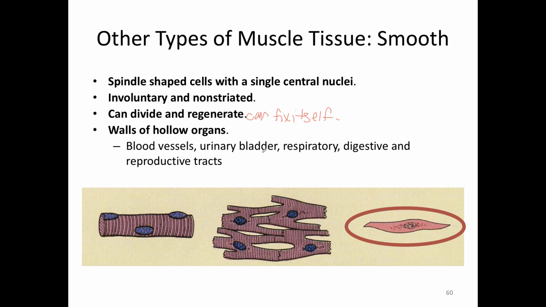And that's lucky for us because the walls of hollow organs are primarily made of smooth muscle, and these are all over the place. So blood vessels, for example. Imagine if you could never fix your blood vessels, you'd be in trouble. The urinary bladder, the respiratory tract, the digestive tract, and the reproductive tracts all have smooth muscle in them. So the reason that the skeletal muscle system is considered to be an organ system, but the smooth muscle isn't, is because the smooth muscle is a member of many organ systems, not just one.